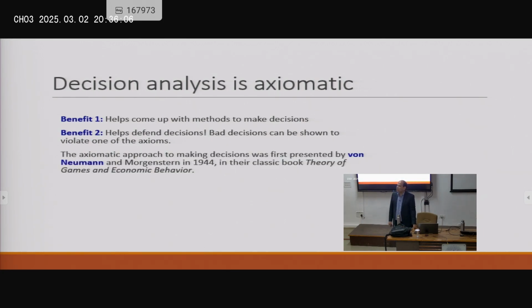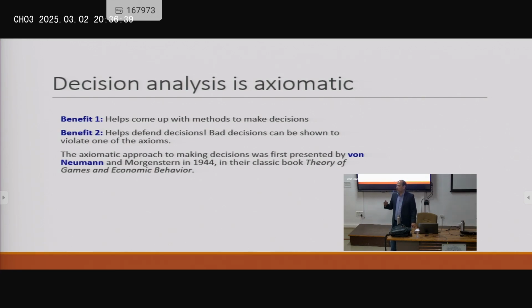It was first presented in a form similar to what we have now by von Neumann and Morgenstern in their book Theory of Games and Economic Behavior. I think most people here are ISE students, right? Industrial Engineering and Management Science students. So all of you should have a copy of this book. It's like a Bible of game theory and even decision analysis.